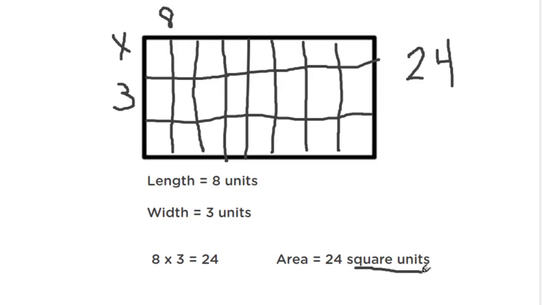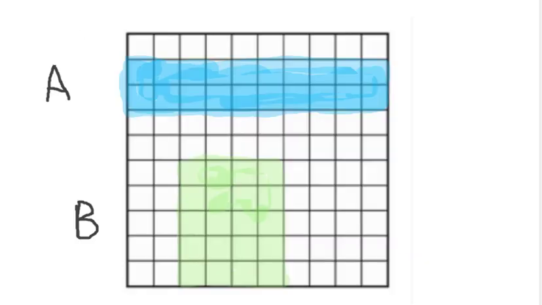Just like if you were figuring out money, if you had $24, you wouldn't just say, I have 24. You would say, I have $24. So use that unit of measurement, 24 square units. And as the person reading that, I know that you figured out the area.